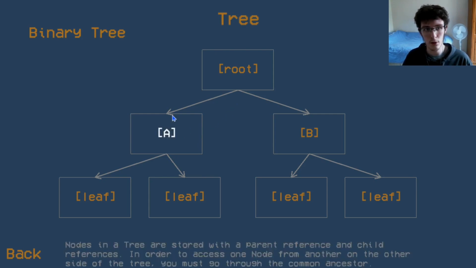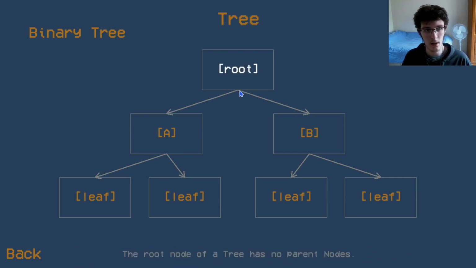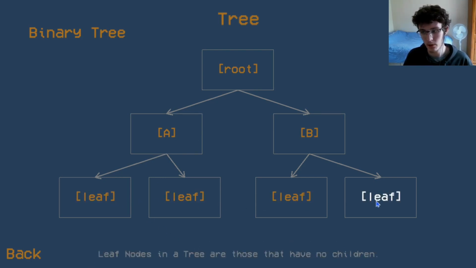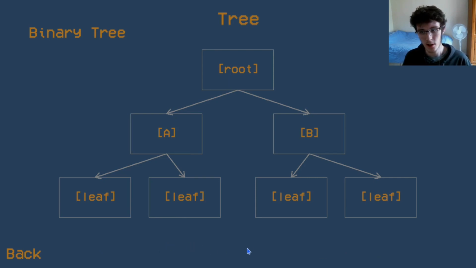So the node that points to a given node is known as its parent, and the nodes that it points to are known as the children. A node that doesn't have any children, like these four at the bottom here, are known as leaf nodes. So in computer science, trees are usually drawn with the root at the top and the leaf nodes at the bottom. So you can tell computer scientists don't really leave the house very often.